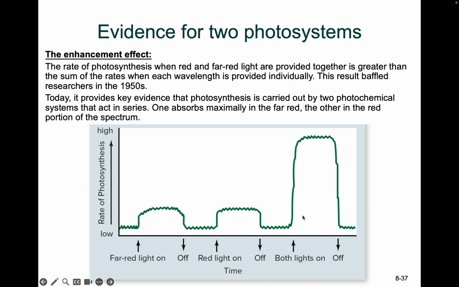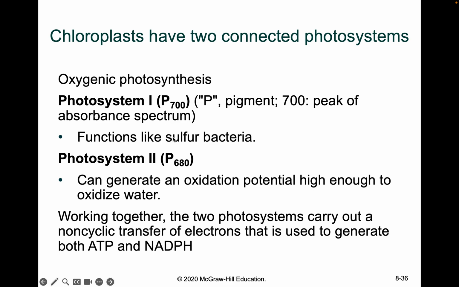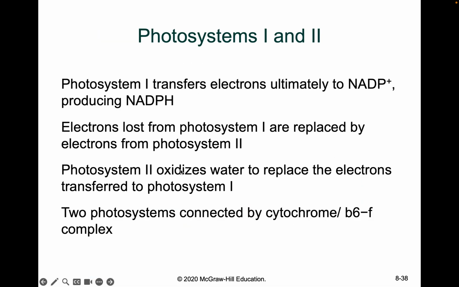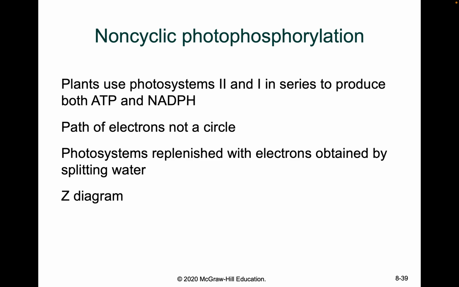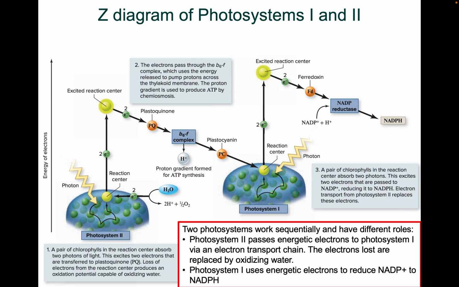So they're working together. And this was the evidence that came up in the 1950s that chlorophylls actually have two photosystems, and they absorb at two different light spectrums, one at 700 and one at 680. So we're going to talk a lot about them. They're quite simple, so I wouldn't be too afraid of them.